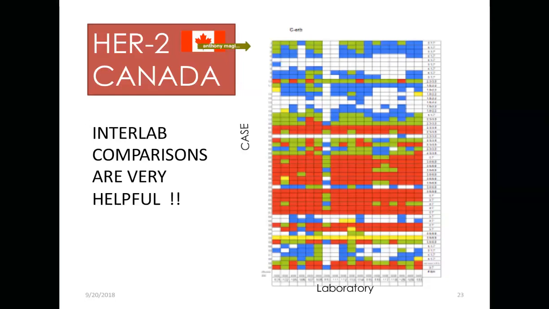So, for example, on this top line, we see for this HER2 case that the results were either green or blue or white. So those results mean they were scored either 0 or 1 or 2. The cases where it's red means it was scored 3+, and we can see in this particular case that all of the labs had the same result. So there was excellent concordance.